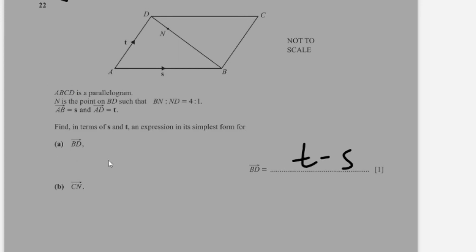Now CN. Alright, so to move from C to N, we can either go CD to DN, or we can go from CB to BN. I think I'll go with CB to BN.